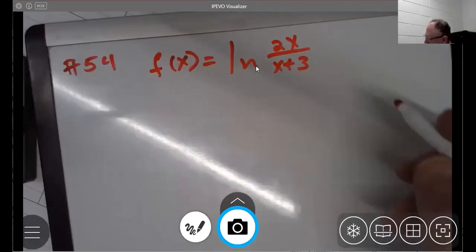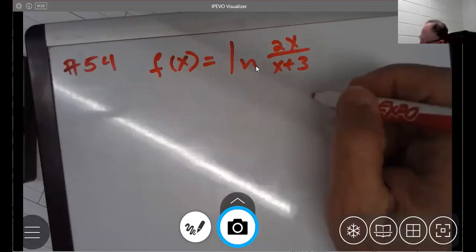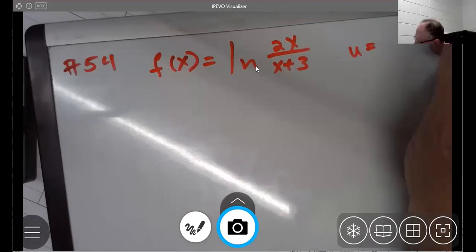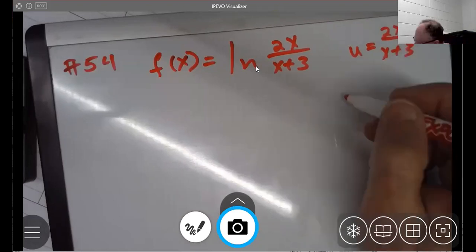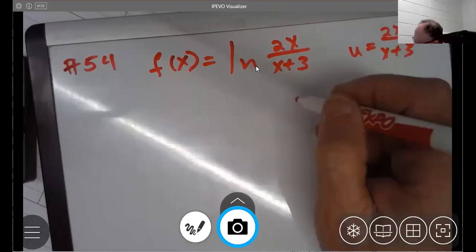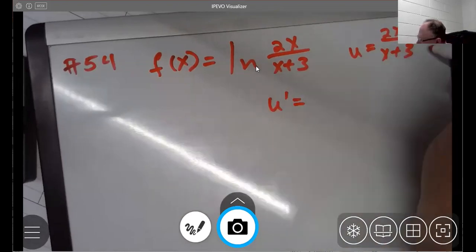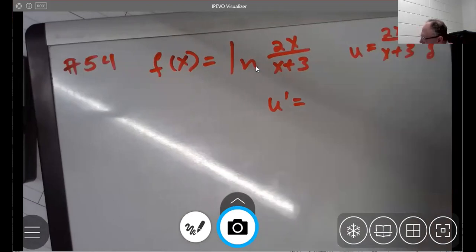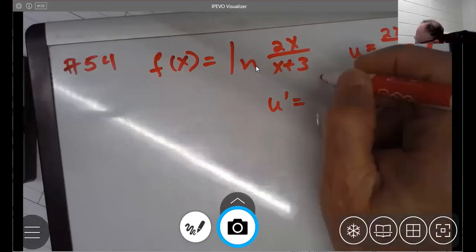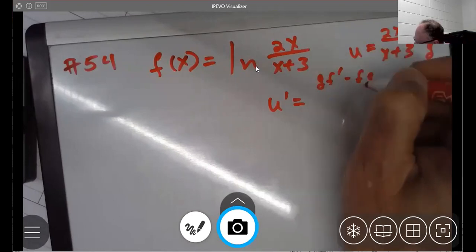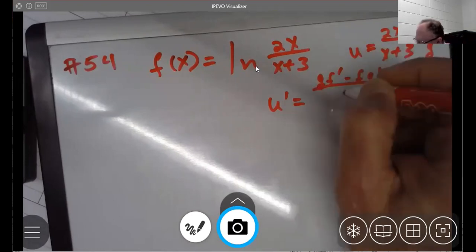So this time, u is 2x over x plus 3. And so u prime, need some room here. If we looked at this as f over g, then this would be g times f prime minus f times g prime, all over g squared.